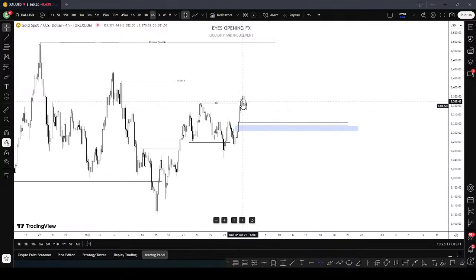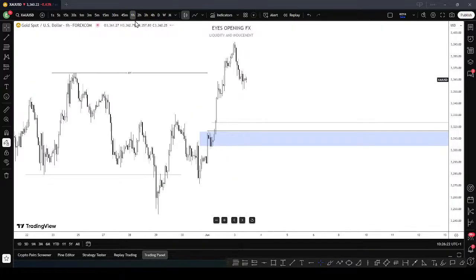That means if I'm looking for a buy program, I will be looking for my buy program around here. On 1 hour time frame, when you come to 1 hour time frame, it becomes a base candle, right? It becomes a base candle. And we have a short-term break of structure right here to the downside.